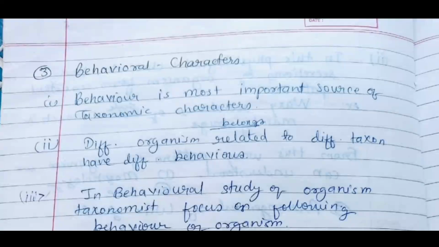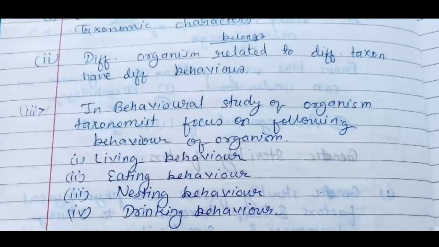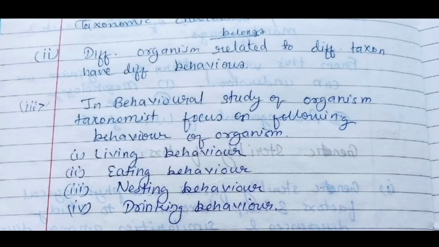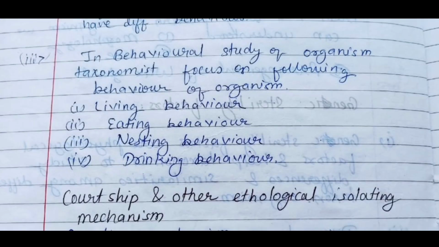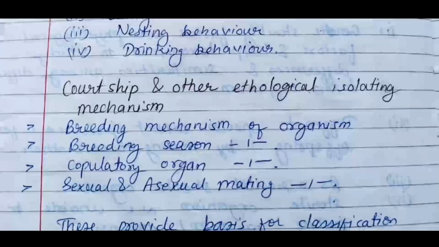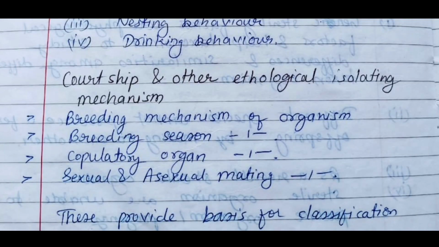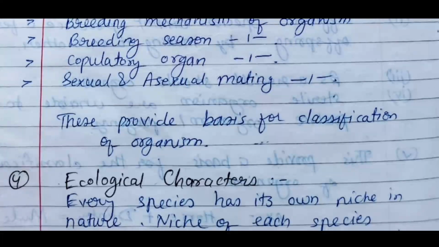Third is behavioral characters. Behavior is the most important source of taxonomic characters. Organisms belonging to different taxa have different behaviors. In behavioral study of organisms, taxonomists focus on behaviors such as living, eating, nesting, and drinking behavior, courtship and other ecological mechanisms. Breeding mechanism, breeding season, copulatory organ, and sexual and asexual mating of organisms. These provide a basis for classification of organisms.